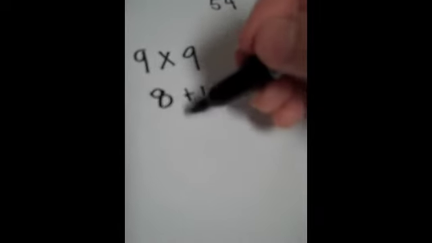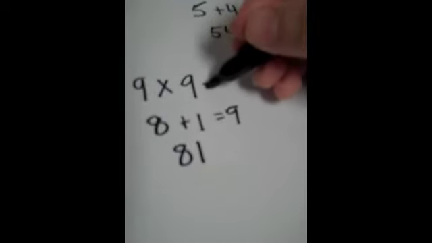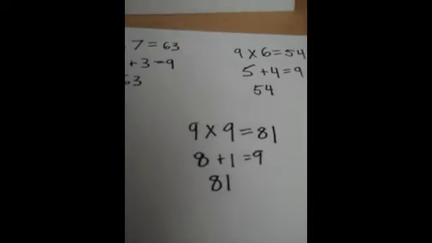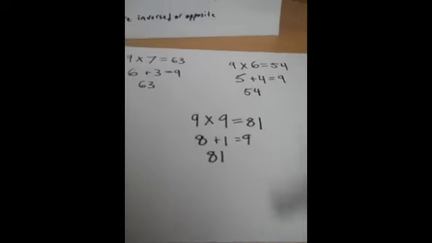9 times 9. Now, what number is being multiplied by 9? That's an easy question. It's 9. And what number is less than 9? 8. And 8 plus what equals 9? That'd be 1. 8 plus 1 equals 9. If you put those numbers together, it equals 81. So 9 times 9 equals 81. Good job, guys. This is some rock star work you guys are doing.